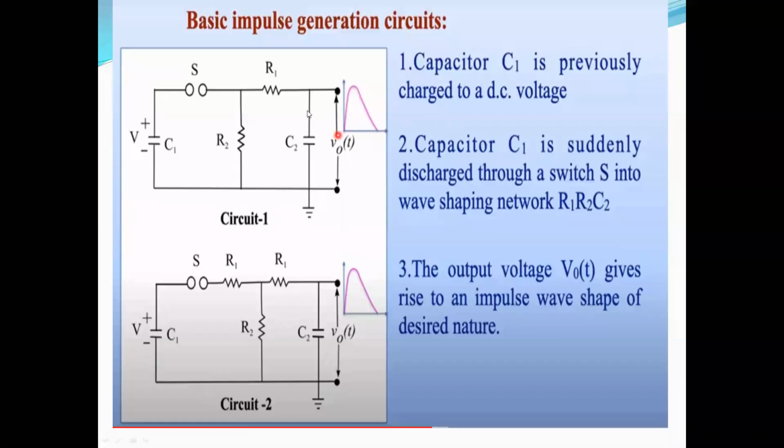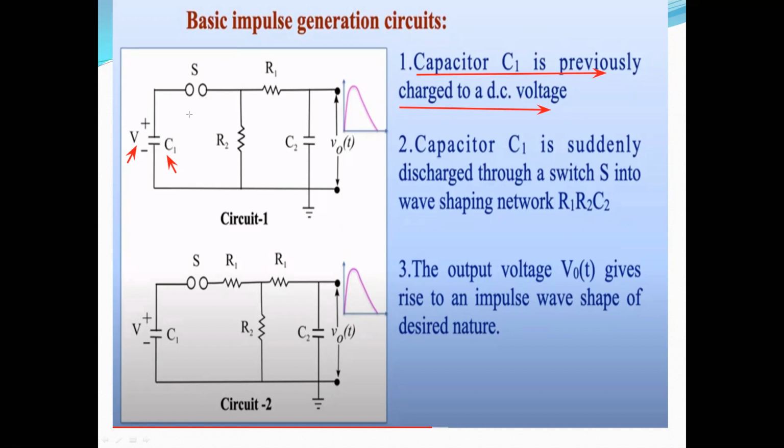It's clear. And next, these are called basic impulse generation circuits. These are the different types of basic impulse generation circuits. Based on that, we have to understand how the impulse voltage is generated. In the first one, consider capacitor C1 previously charged to a DC voltage. That means capacitor C1 is initially charged before connecting to the circuit.